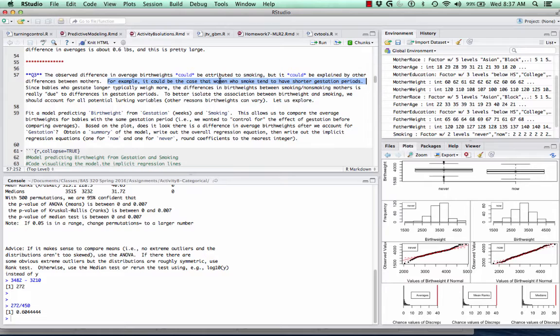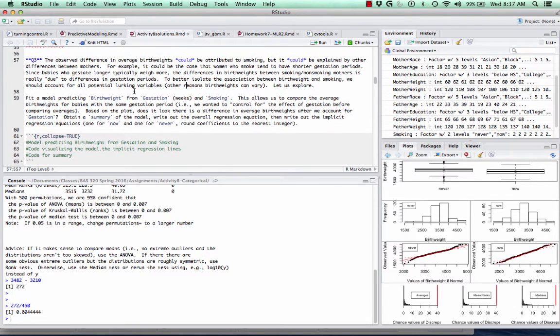The more the baby is in the mother's womb, the more mass it's going to accumulate just because it's feeding and growing. So if it is the case that women who smoke tend to give birth earlier than mothers who don't smoke, that would be another plausible explanation for why we would expect to see differences in average birth weights, not due to any inherent kind of danger in smoking, but just due to differences in gestational periods. So the upshot is that we really need to isolate the association between birth weight and smoking by accounting for other potential lurking variables, other reasons that could otherwise explain the difference in average birth weights here.